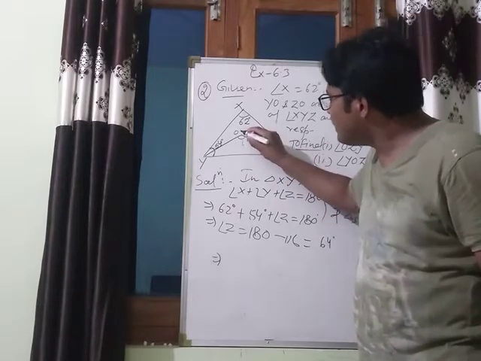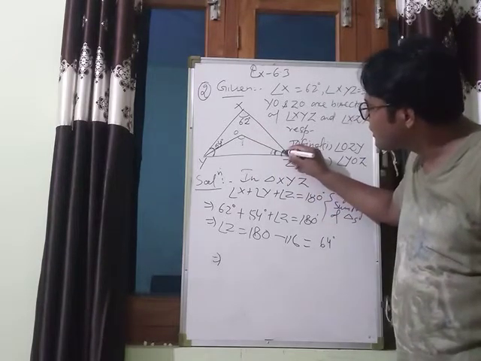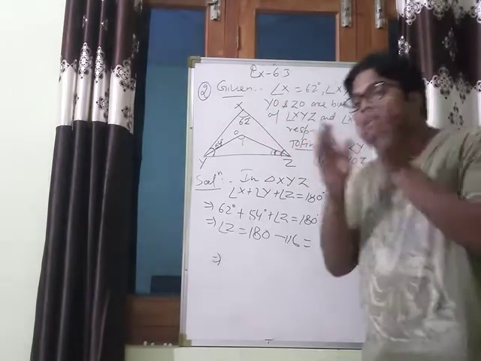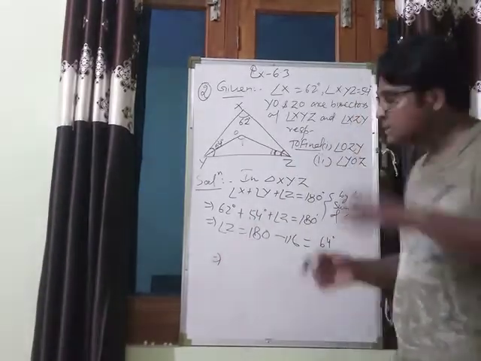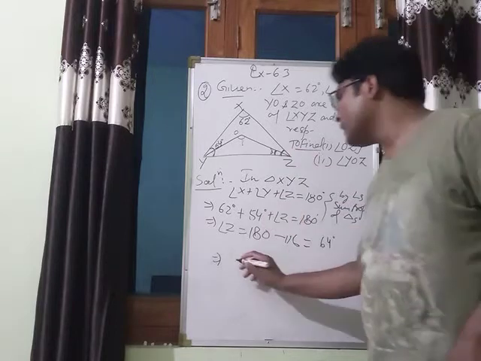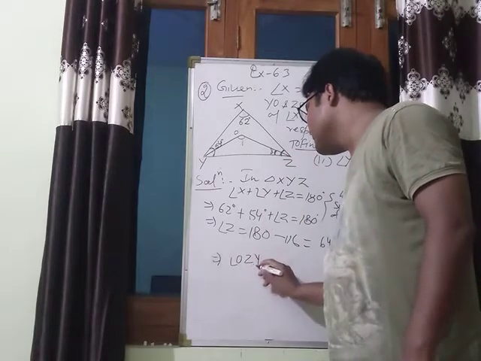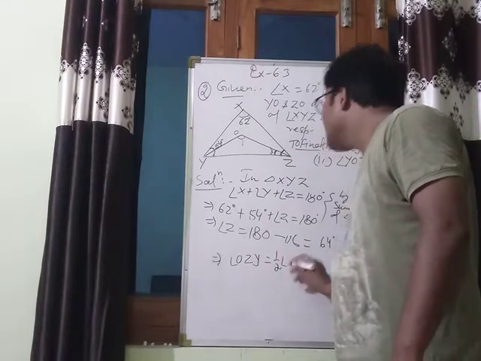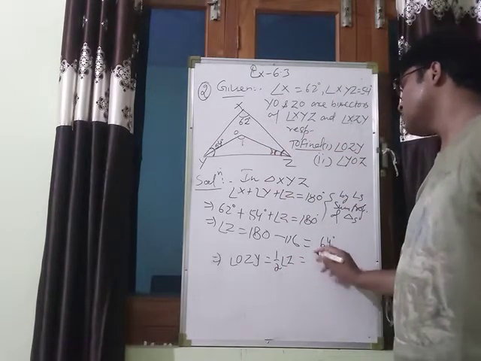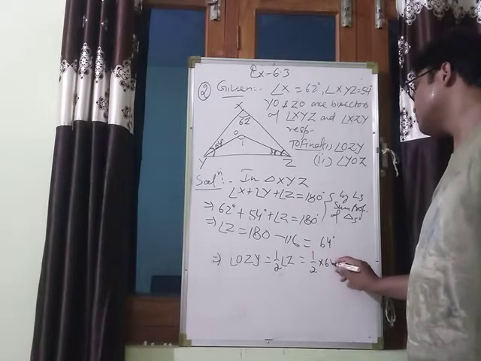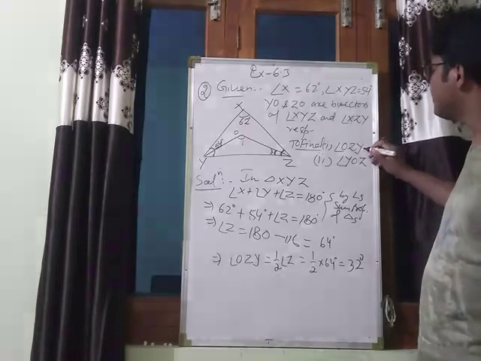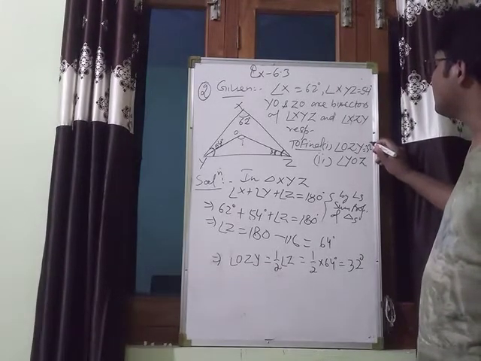See, this ZO is the bisector of this angle XZY. What is the work of a bisector? To divide it into two equal parts. Means clearly this angle is equal to half of this one. So angle OZY is equal to half of angle XZY, means angle Z, that is half of 64, that is 32 degrees. So the measurement of this one is 32 degrees.